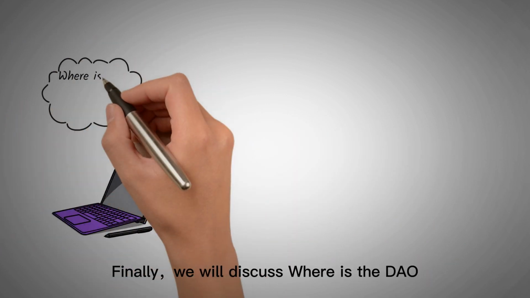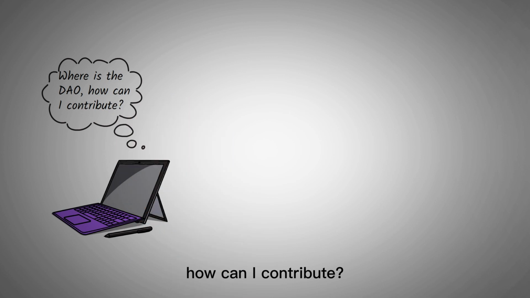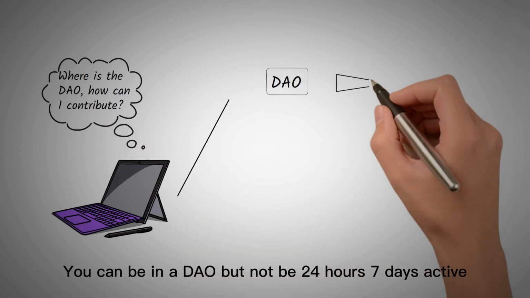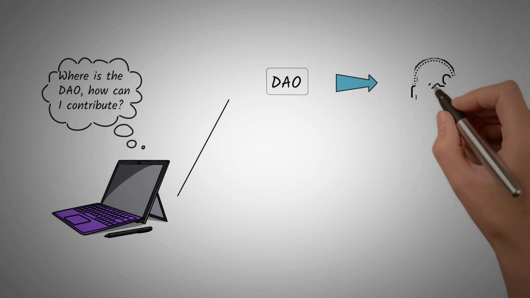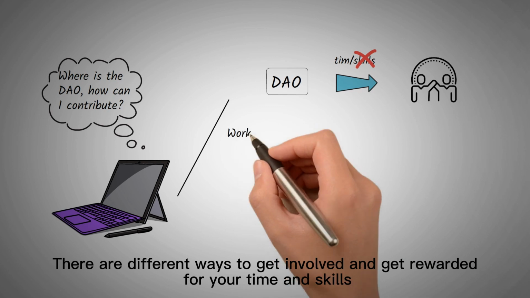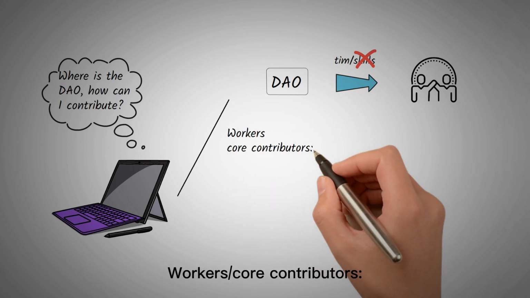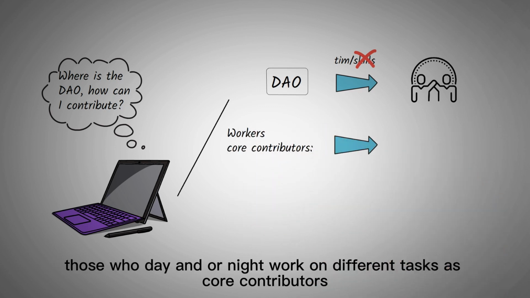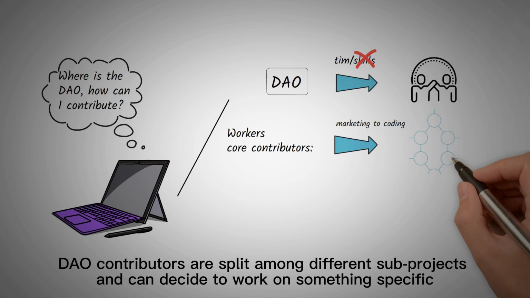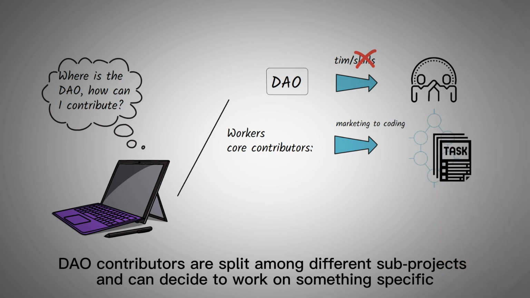Finally, we will discuss where is the DAO and how can I contribute. You can be in a DAO but not be active 24 hours a day, 7 days a week, which is totally okay. There are different ways to get involved and get rewarded for your time and skills. Workers or core contributors are those who day and or night work on different tasks, ranging from marketing to coding.